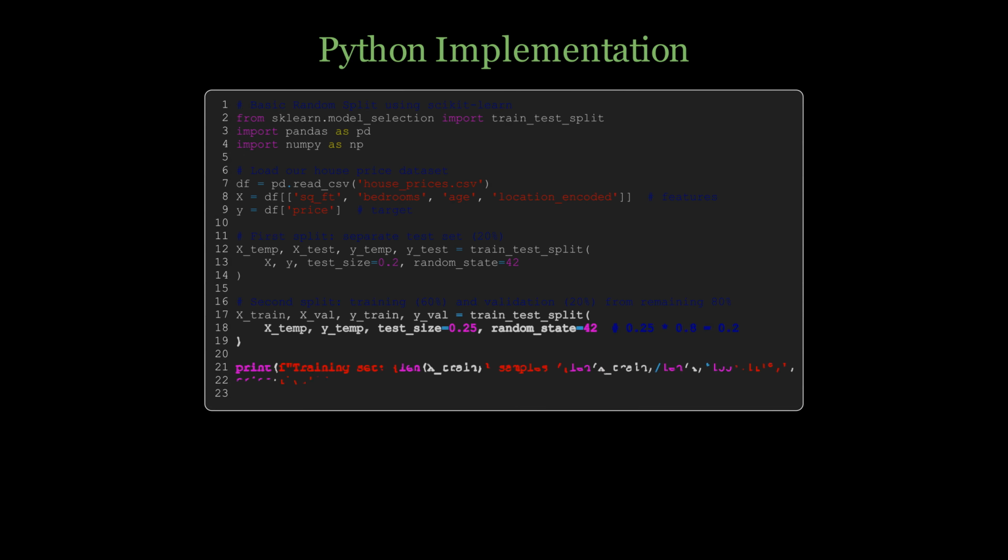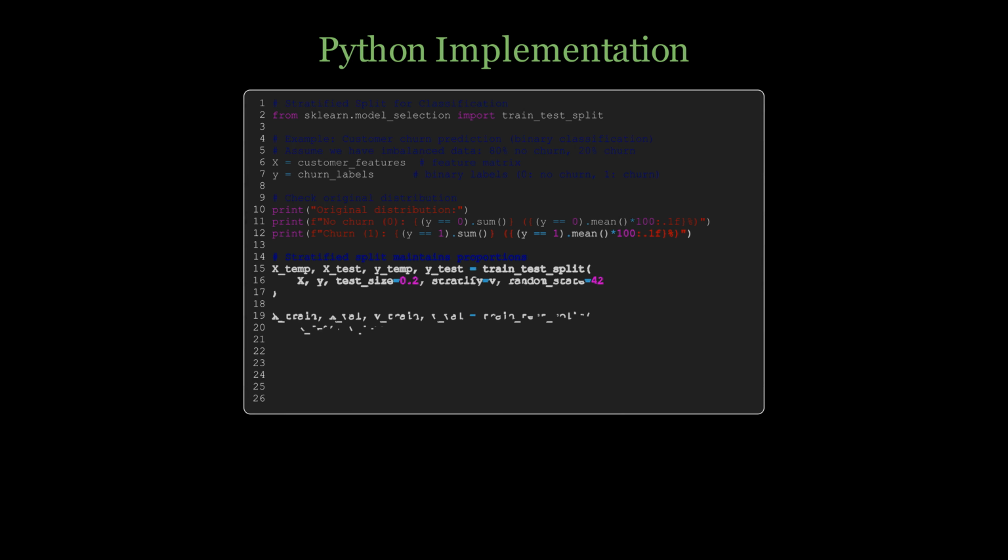Here's the basic random split implementation. We use scikit-learn's train_test_split function twice. First, we separate the test set, 20% of the data. Then we split the remaining 80% into training and validation sets. Notice we use test_size equals 0.25 for the second split because 25% of 80% equals 20% of the total dataset.